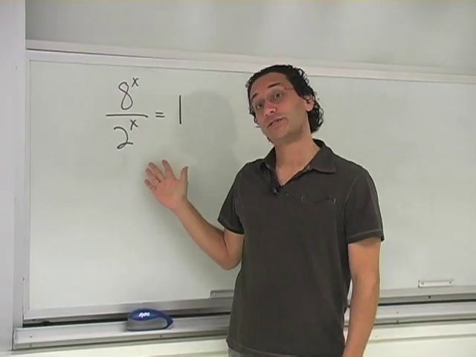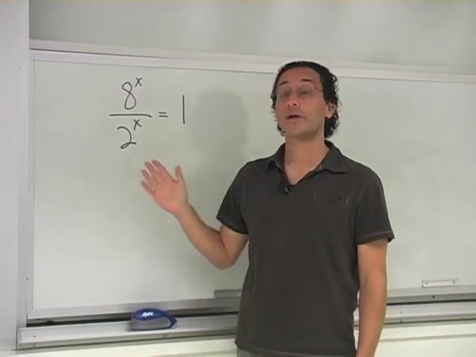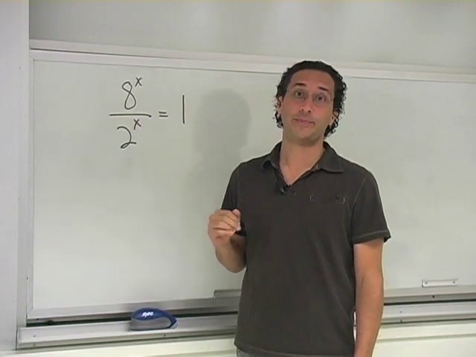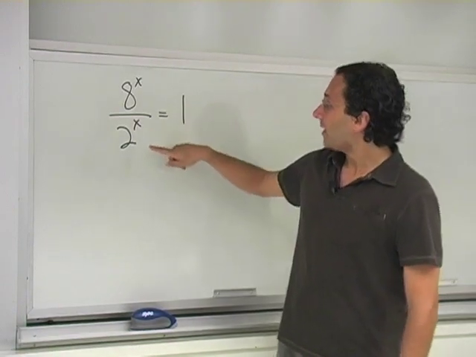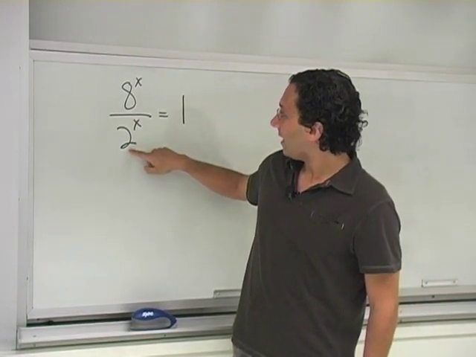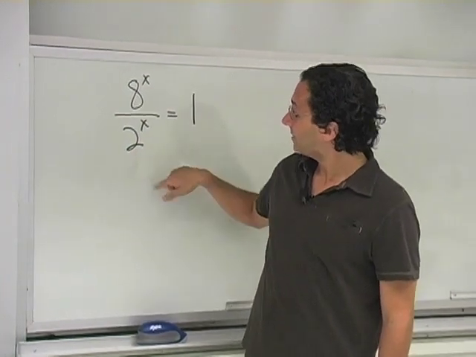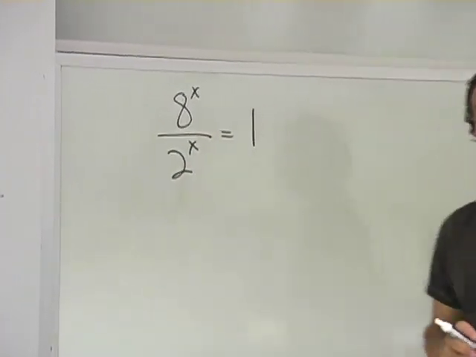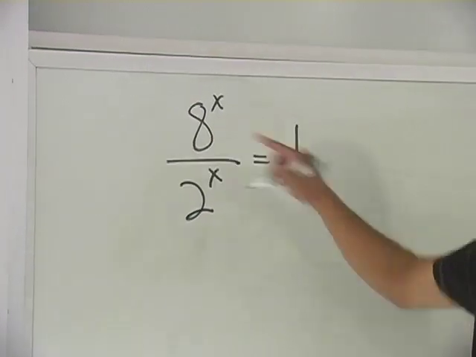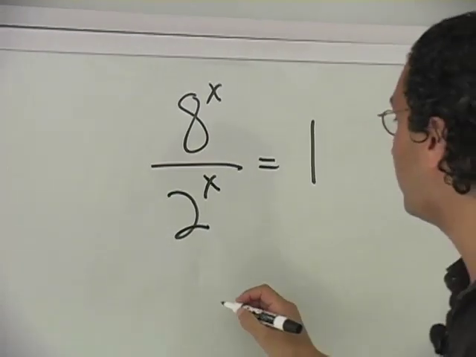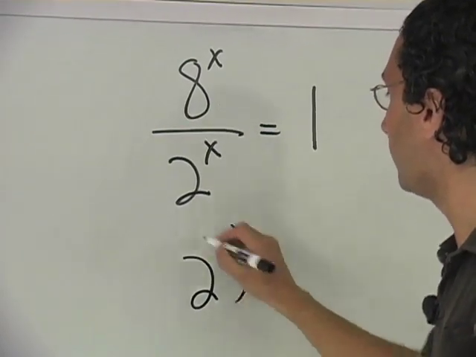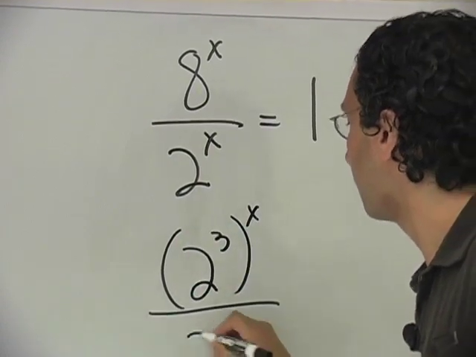Here we have an exponential equation that we'd like to solve, and we're going to use some of our properties of exponents to help us out. So right now I see that I've got 2 to the x in the denominator and an 8 to the x in the numerator. Well, 8 to the x is the same thing as 2 cubed to the x.